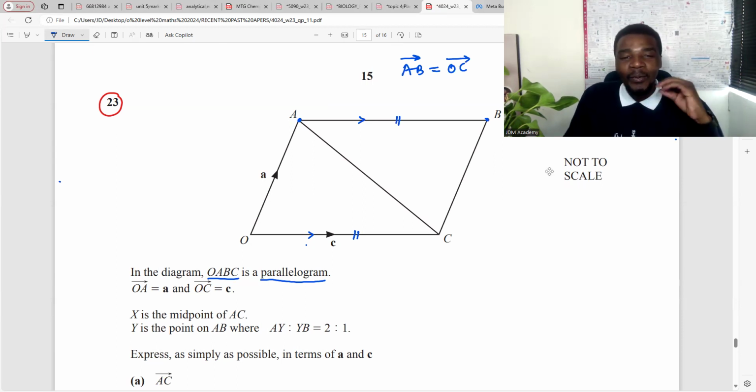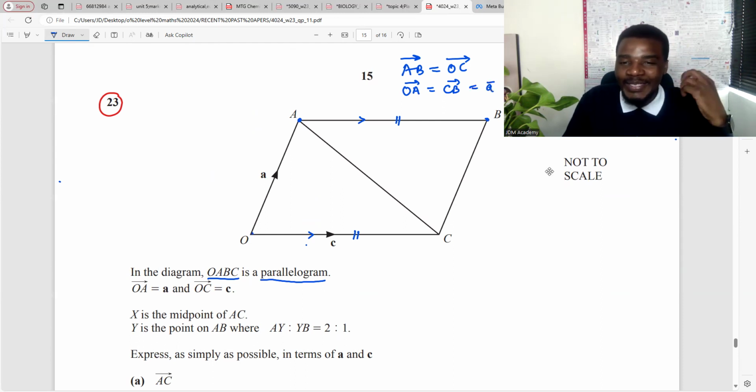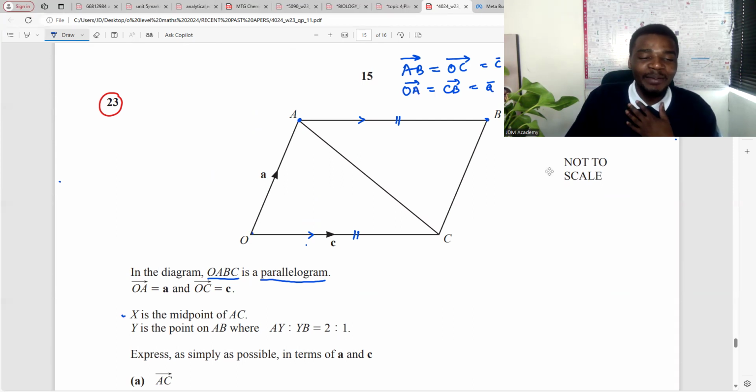What about the vector OA? The vector OA is also equivalent to vector CB. As you see, OA is parallel to CB, and OA is of the same magnitude as CB. So yes, these vectors are equal. If vector OA is a, then vector CB is also a. If vector OC is c, the vector AB is also c. Quite interesting. Let's quickly move on to the next slide.